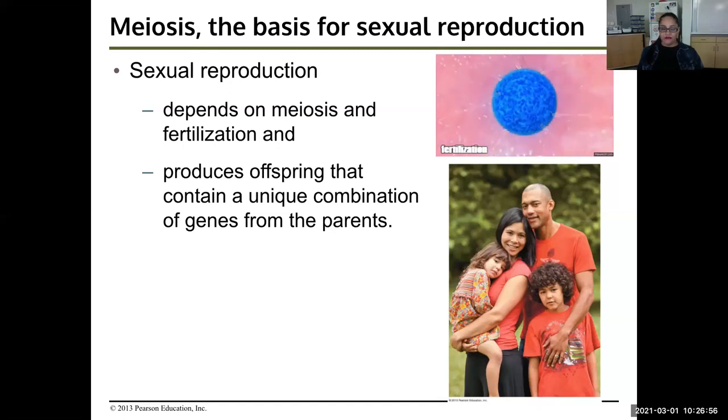Meiosis is the next process we'll go over. This is involved in sexual reproduction. Sexual reproduction depends on meiosis, which is the process that makes eggs and sperm, and then the fertilization, the coming together of those two to make a new offspring. And the offspring produced from this process contain a unique combination of genes from parents.